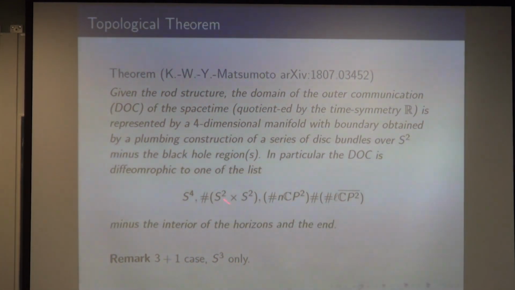And then the way we construct this four-dimensional manifold is explicit, using the so-called plumbing construction, which is a way of taking a union of disk bundles over S2. Okay, so this is, let me draw one picture and then I'll finish.